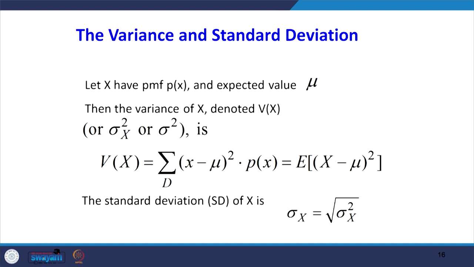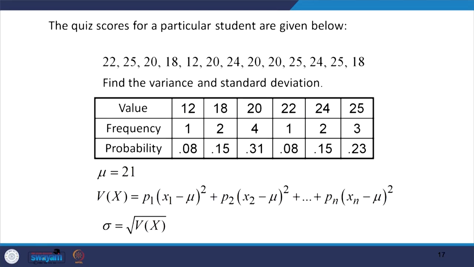The variance of x is equal to sigma of (x minus mu) whole square into p of x. Variance can be written as E of (x minus mu) whole square. The standard deviation is just the square root of this. We will see one example. The quiz scores for a particular student are given below: 20, 25 and so on. Find the variance and standard deviation.